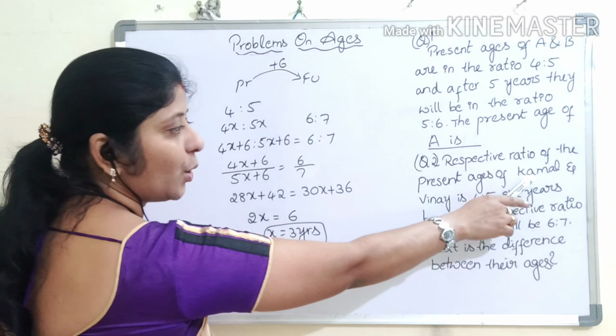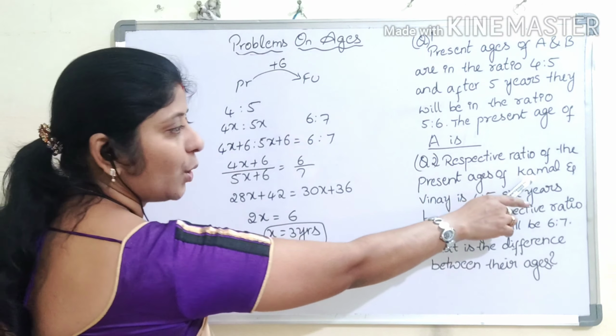K equals 4x, so it will be 12 years. And V equals 5x, that means it will be 15 years. The difference of these two ages will be 15 minus 12, which gives 3 years.